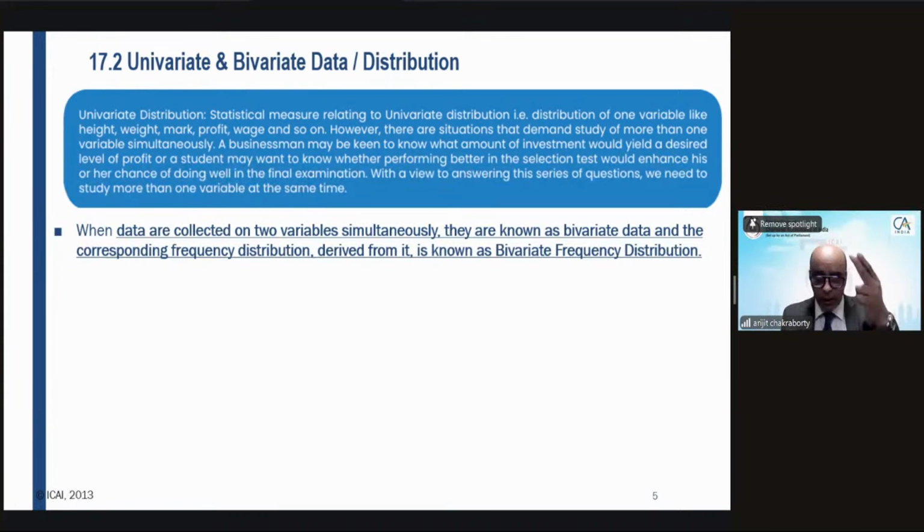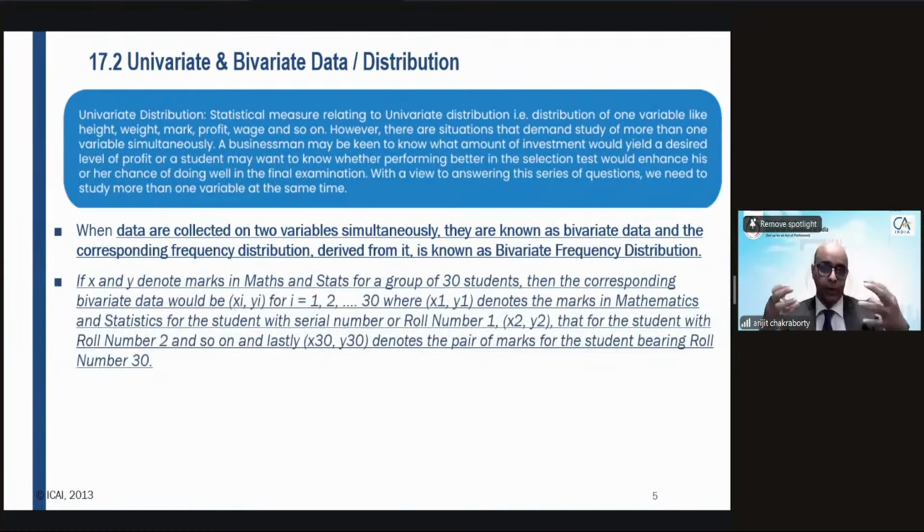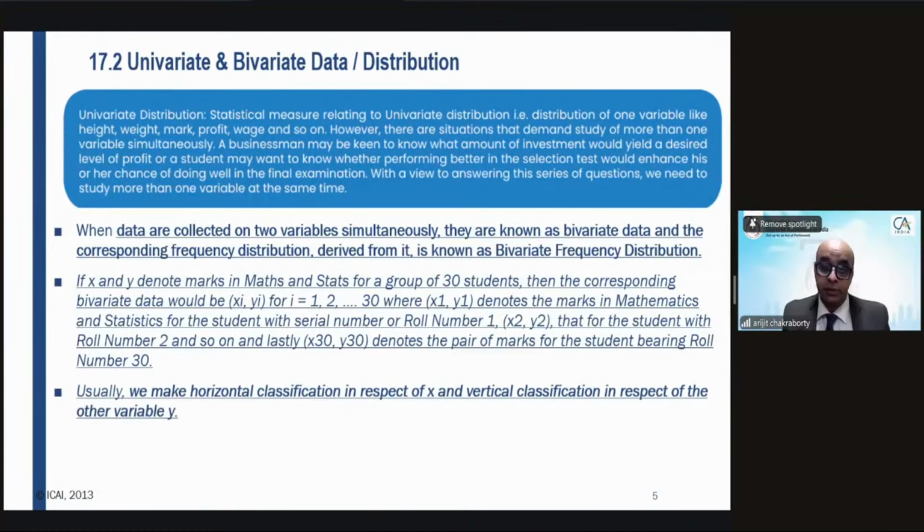Univariate means single data, like sales, like profit. But bivariate means a set of two data. For example, in this, if you look at the study material of ICAI, they have given a very wonderful example, easy to understand. If X and Y denote marks in mathematics and statistics, say for a group of 30 students, so every student is getting certain marks in mathematics and statistics. The question is, is there a relation between the score of a student so far as mathematics is concerned and so far as statistics is concerned?